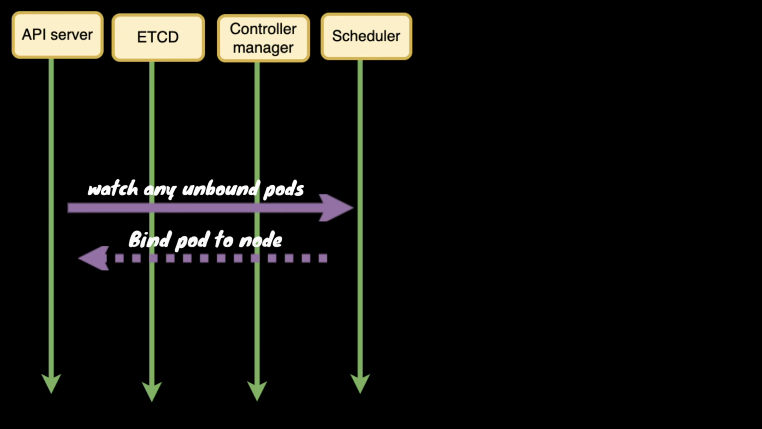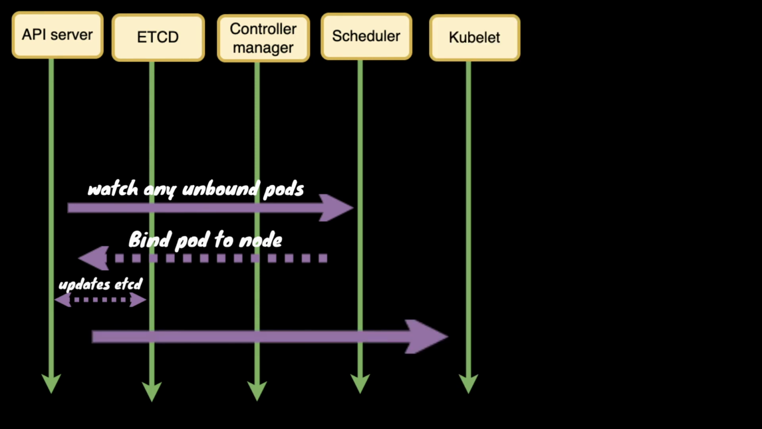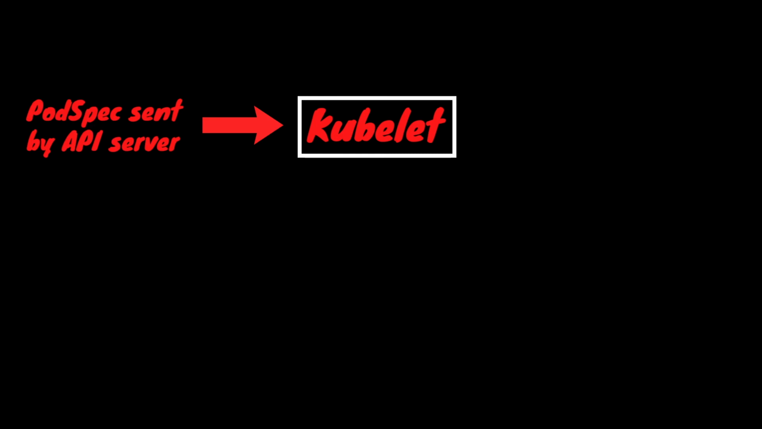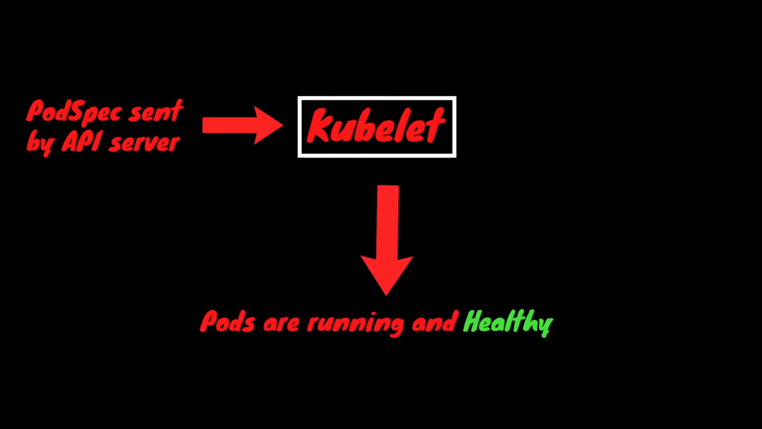Once pods are bound to a node by the scheduler, the API server updates that information into etcd again. And finally, the API server sends a new request along with the pod spec to the kubelet process running on each node to run the pod on that node. Kubelet takes the set of pod specs provided by the API server and ensures that the containers described in these pod specs are running and healthy.